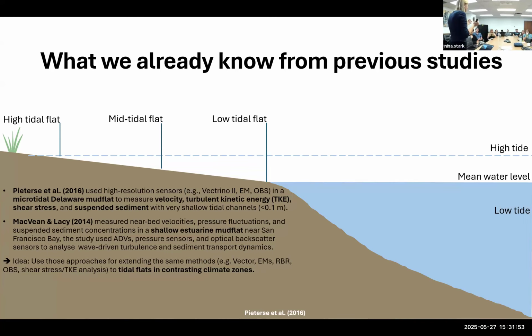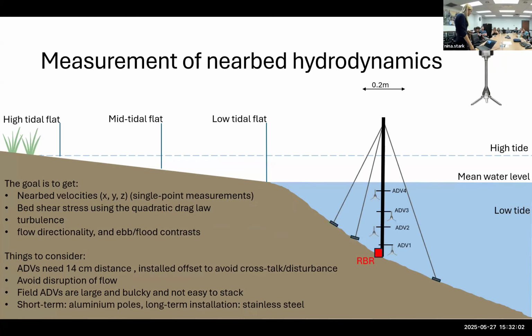Because we have muddy areas, and laptops and cables are not so easy, you need to get it in the field. So the goal would be to get near-bed velocities in X, Y, and Z direction. We could get this with Nortek Vectors, for instance. Then get bed shear stress using the quadratic drag law, because we have only one-point information. Then calculate turbulence, get information about flow directionality in the mudflat, and what changes between ebb and flood tides.